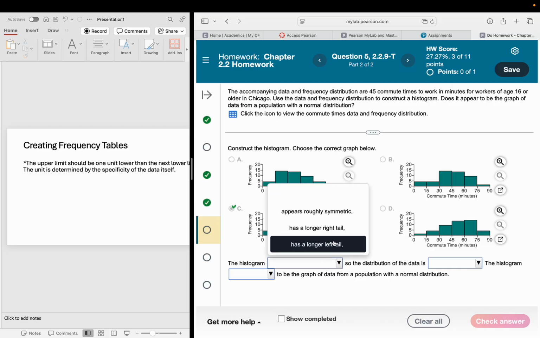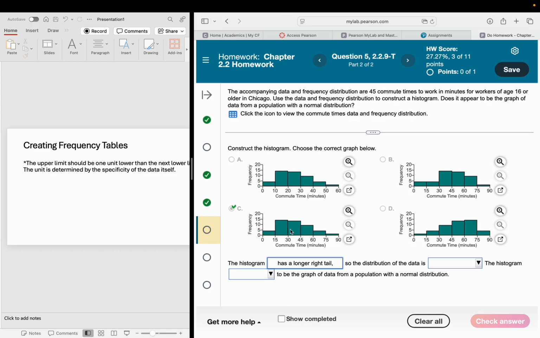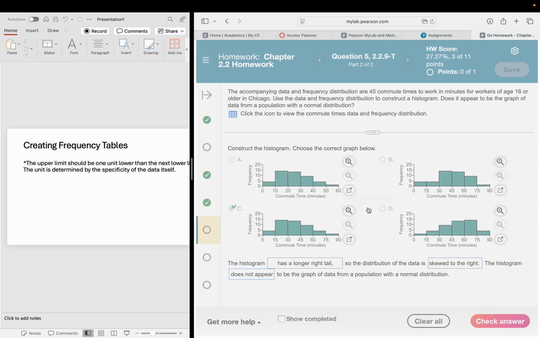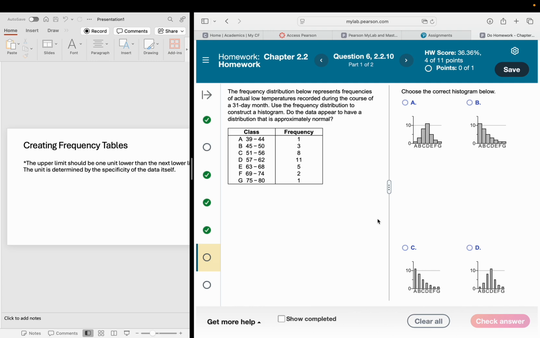And also, let's see here. This has a longer right tail to review what we had there. Longer right tail, and so the distribution is skewed right, and that means it doesn't appear to be normally distributed because, well, we literally just said it's not symmetric, right? That's another way of saying it's not symmetric. It has a longer right tail than it has a left tail.